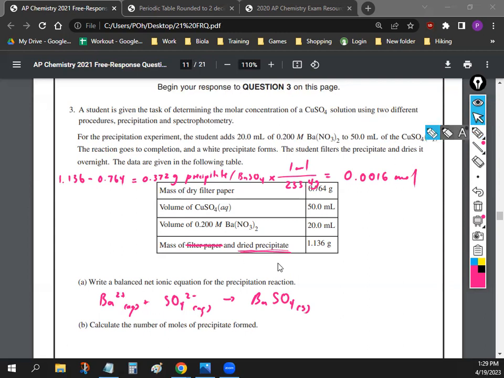So 2 steps for this one. First, you need to subtract the filter paper to find the mass of the precipitate. That gives you 0.372. We know that the precipitate is barium sulfate. So we just need to divide it by the molar mass, which is 233.4. And then that'll give us this for our moles. Okay.